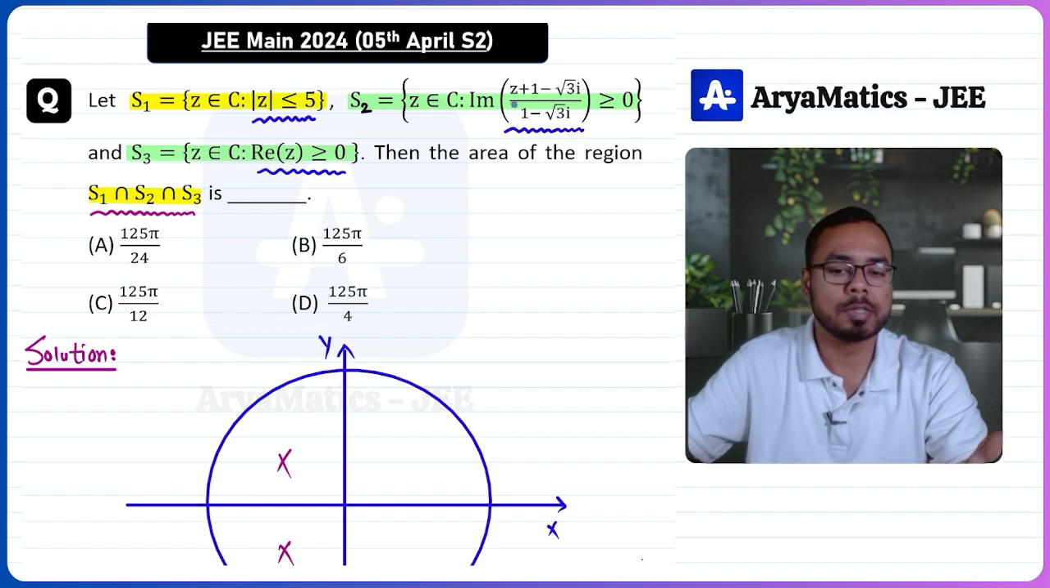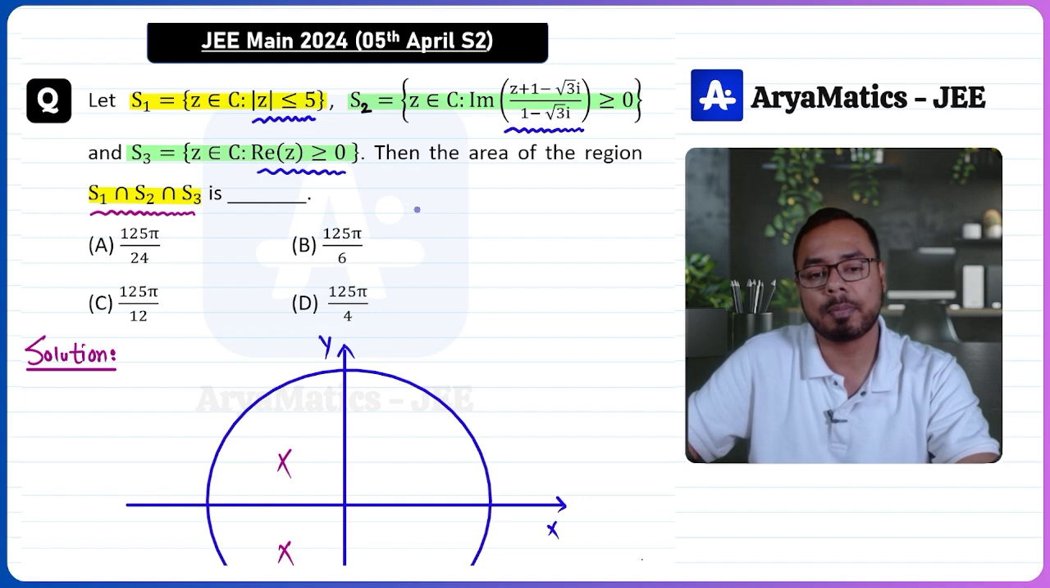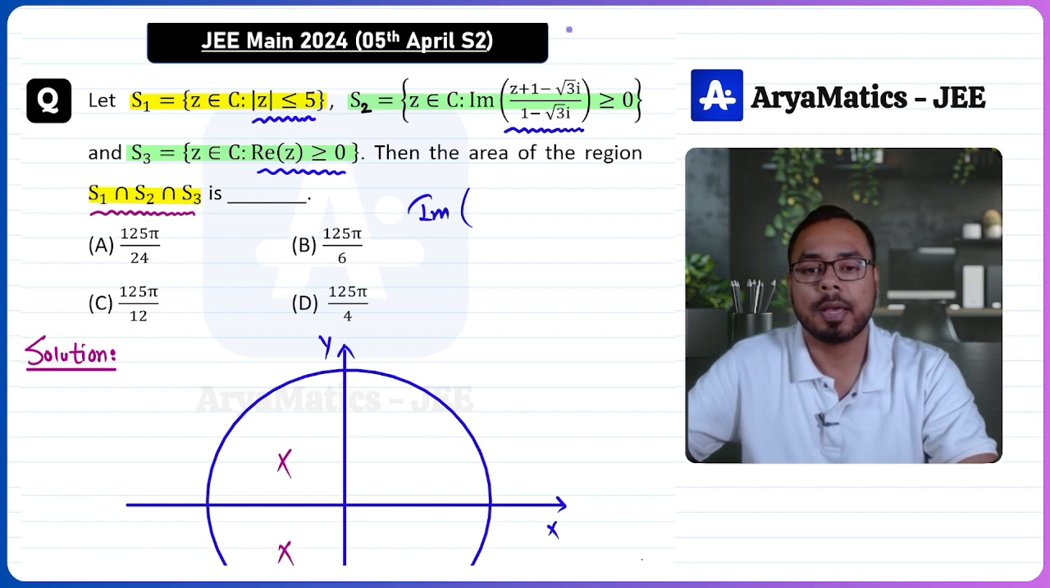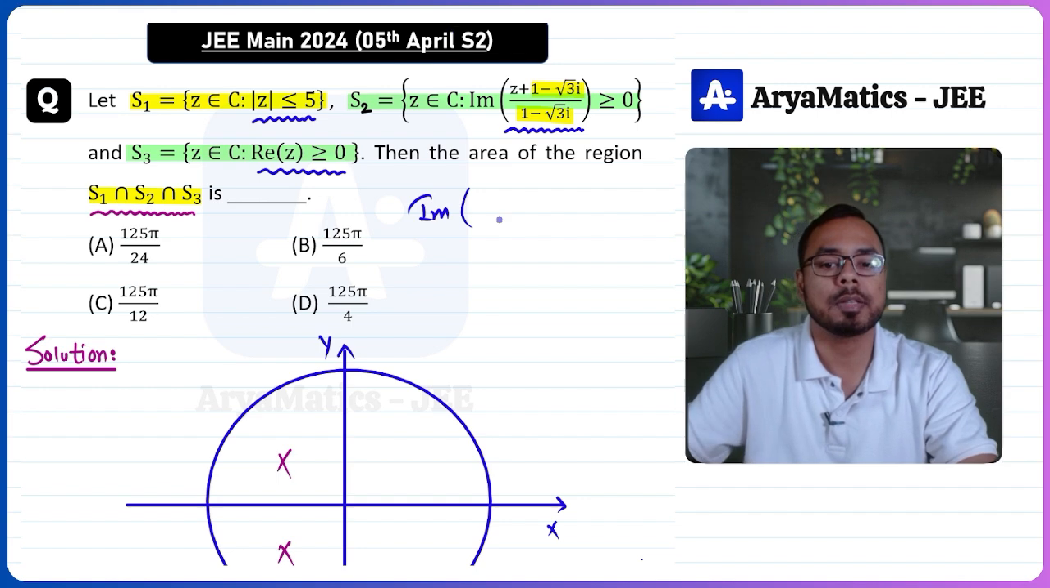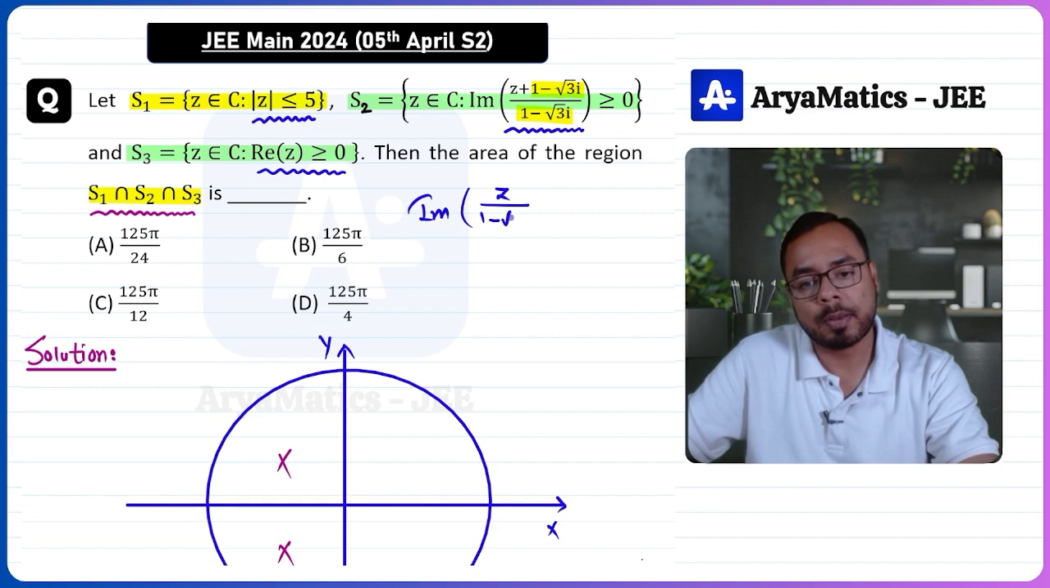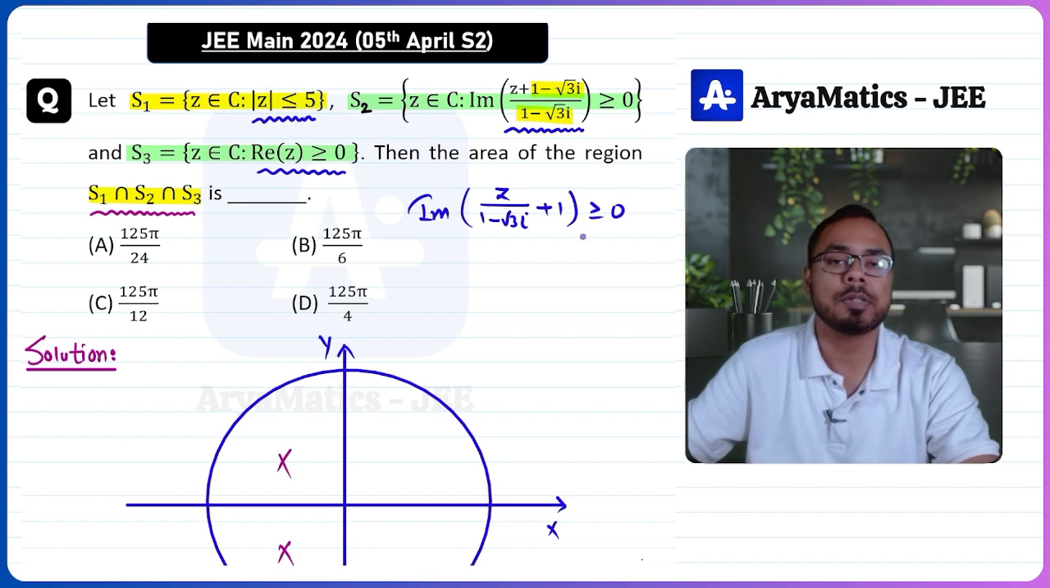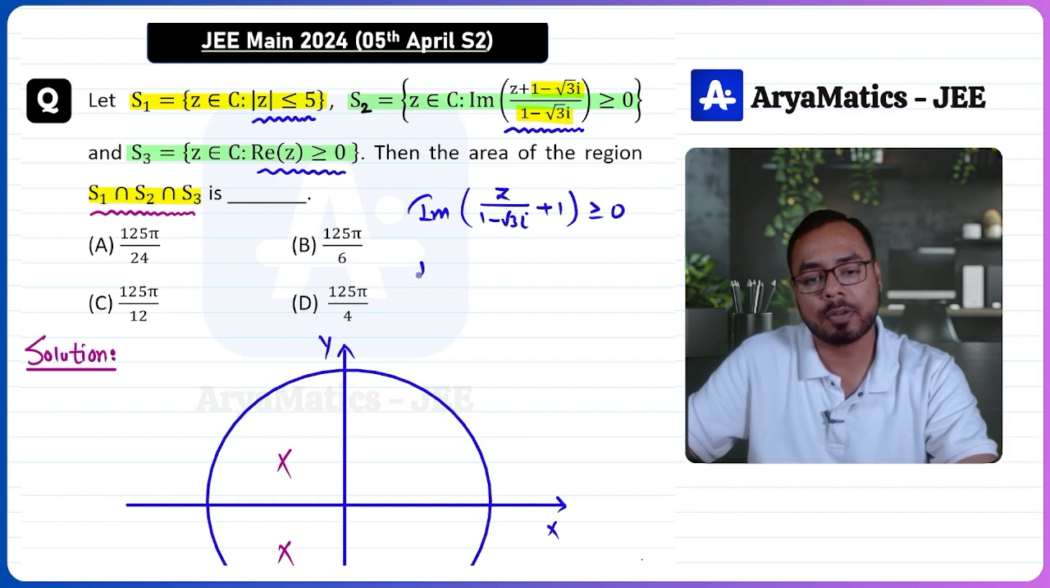positive. So let us try to separate the real and imaginary part, and then we'll see what kind of locus we are getting from here. So the imaginary part of this complex number, and also you can see that these two terms are same, 1 minus root 3 iota divided by 1 minus root 3 iota. So we can separate these two. We can write z by 1 minus root 3 iota plus 1. This should be greater than equal to 0, and 1 is a real number, so you can remove this one, because imaginary part of z1 plus z2 is same as imaginary part of z1 plus imaginary part of z2.